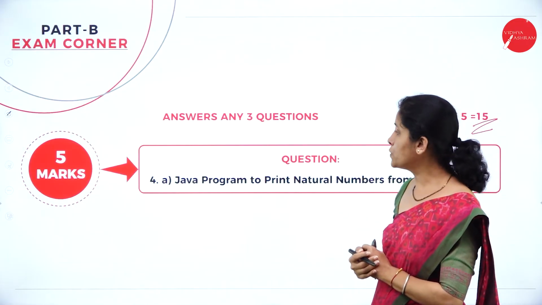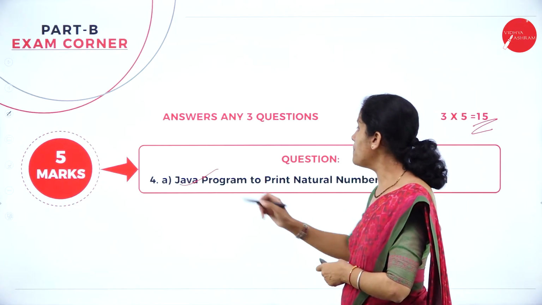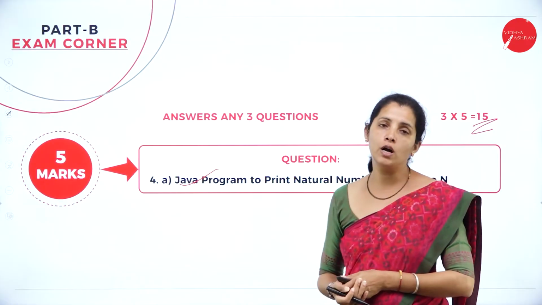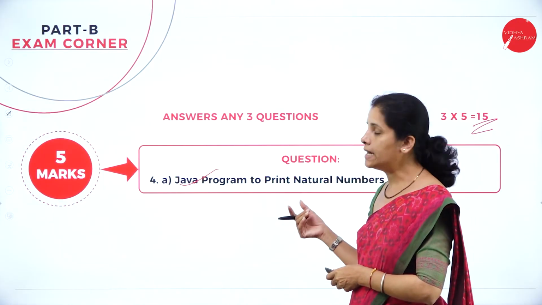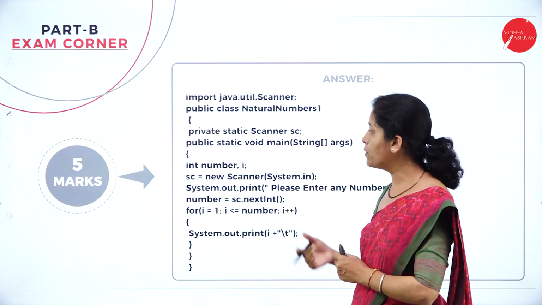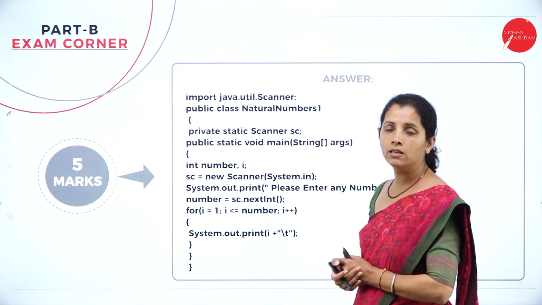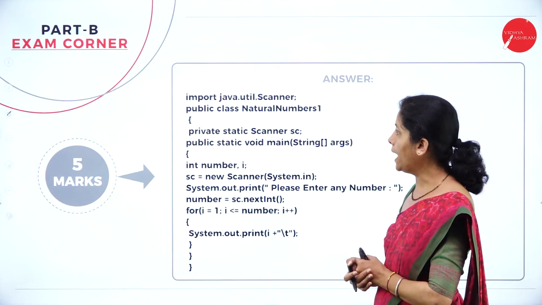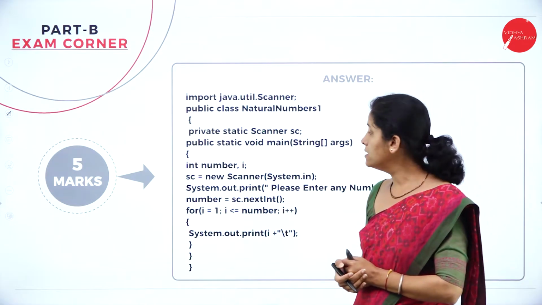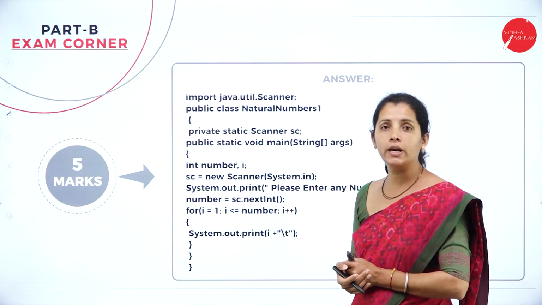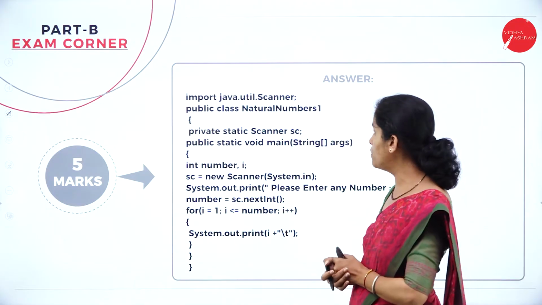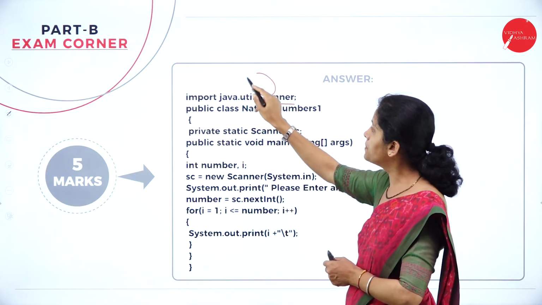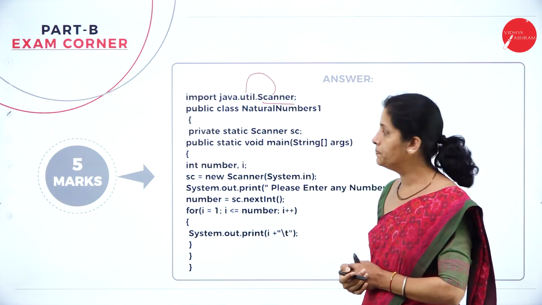Now, the first question: Java program to print natural numbers from 1 to n. So, dear student, I want to write a Java program to print the natural numbers, that is 1 to n. This program is used to read the input from the keyboard, so I am using Scanner, and this Scanner is present under java.util.